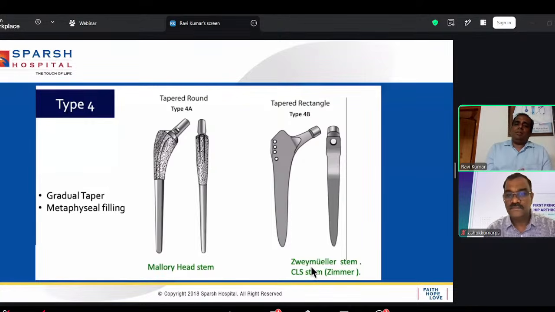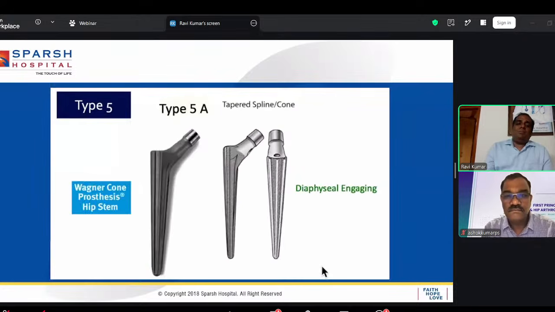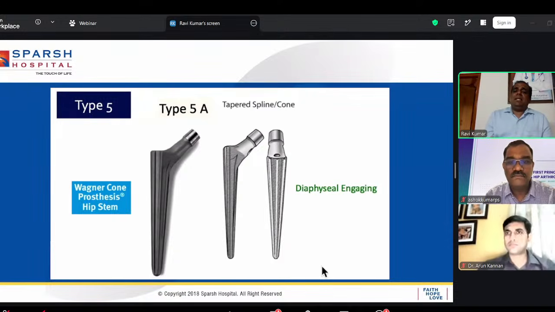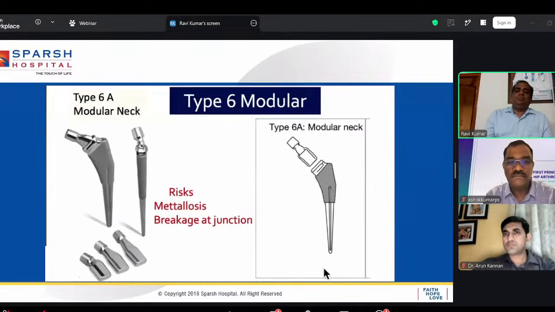4A is tapered round like a Mallory-Head stem, and 4B is like a J. Muller stem, whereas the proximal surface is rectangular. So they have gradual taper and they are metaphyseal filling stems. Type 5 is like a conical Wagner-like stem. They are diaphyseal engaging stems. They have tapered splines and a cone shape.